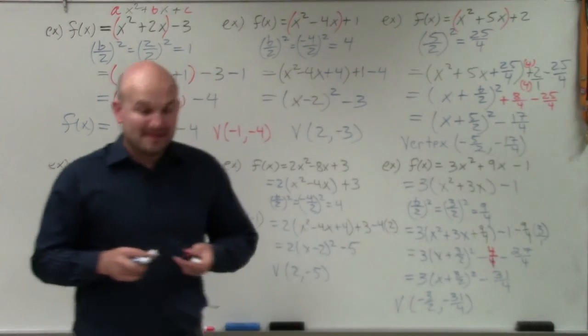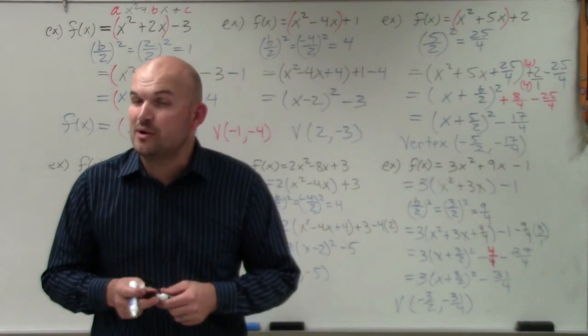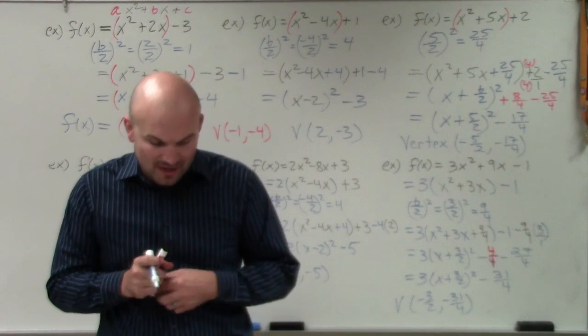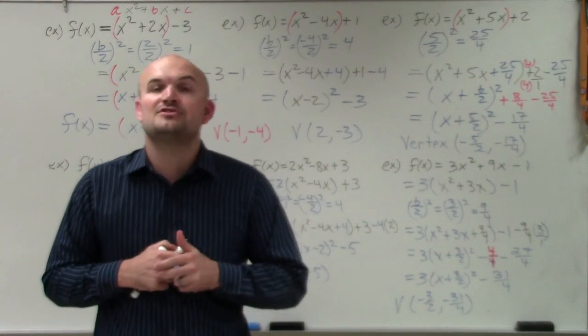So there you go, ladies and gentlemen. That is how you use completing the square to rewrite a function from standard form to vertex form.